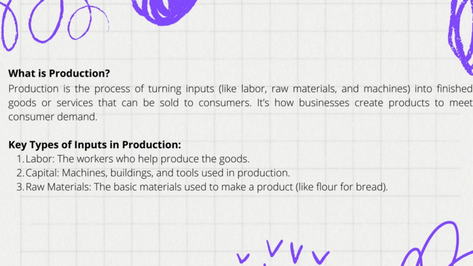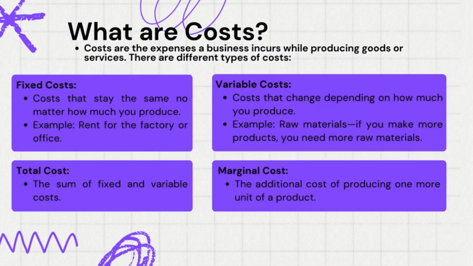Key types of inputs in production: labor, the workers who help produce the goods; capital, machines, buildings, and tools used in production; raw materials, the basic materials used to make a product, like flour for bread.